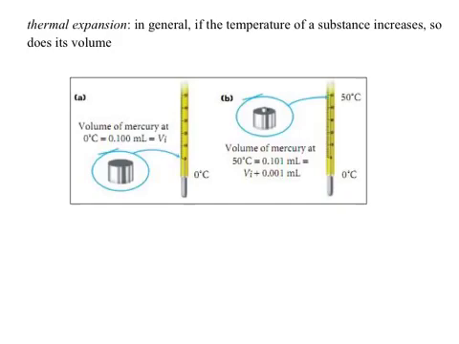Other examples, which people don't always recognize. One of them is tires in a car. In the wintertime, what happens? Tires shrink. They're a little deflated. You always need to add air to the tires in the wintertime because the pressure goes down and the volume goes down because the temperature goes down.